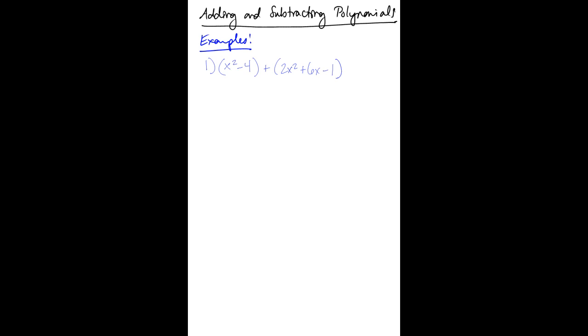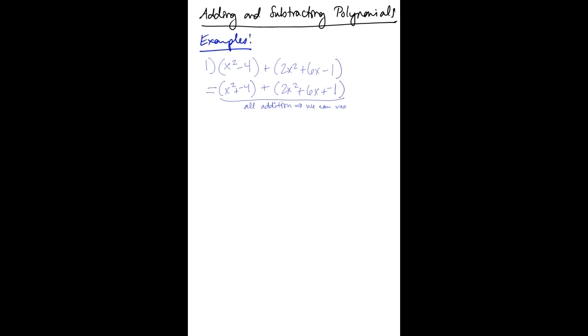Well, we know that since these are both polynomials, we can rewrite them totally as addition. So we write the first one as x squared plus negative 4, and 2x squared plus 6x plus negative 1. Now, since this entire expression only contains addition between the terms, obviously the terms themselves have some multiplication in them, we can go ahead and rearrange those terms.